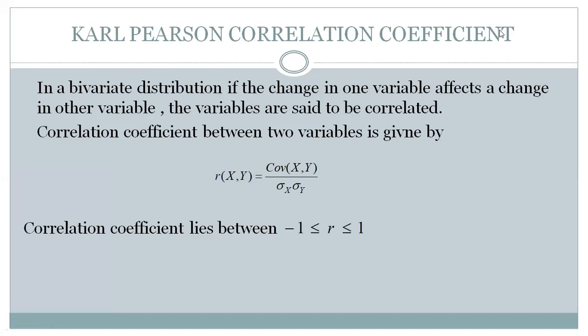Pearson correlation coefficient or coefficient of correlation. In a bivariate distribution, if the change in one variable affects a change in the other variable, the variables are said to be correlated. That is, we have to make some correlation. For example, if you invest more in advertisement, what will be the output of the sales? That shows the relation between the 2 variables.